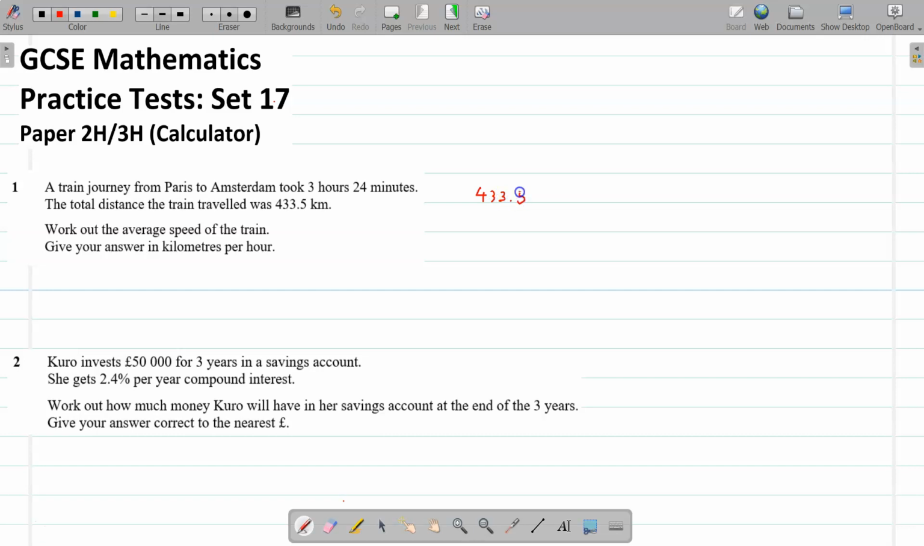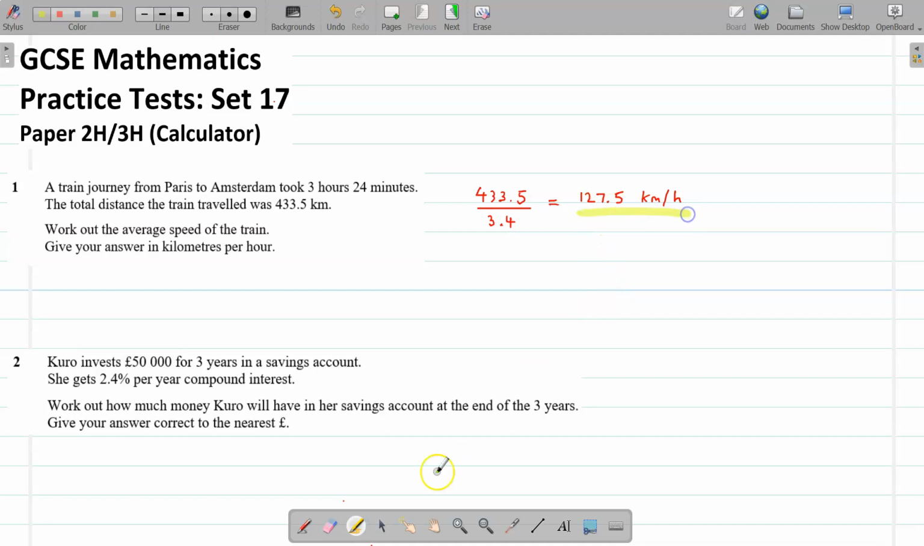433.5. That's the distance, and for the time we're going to use 3 hours and 24 minutes, but I'm going to write that as 3.4 hours because every 6 minutes is 0.1 of an hour. Okay, so 24 minutes is 4/10 of an hour, and if you put that in, that gives you exactly 127.5, and that's in kilometers per hour, which is what the question required. So that's the first question done.